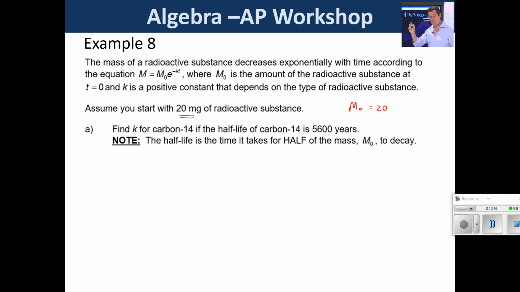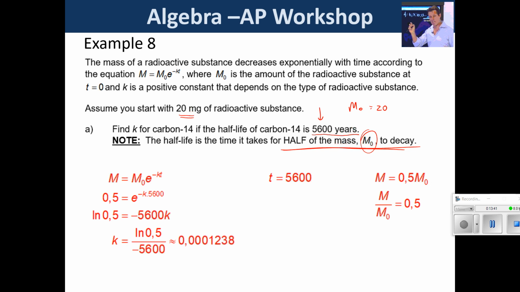Find k, so I know what I'm going to go and solve for. If the half-life of carbon is 5,600 years. Half-life, what the heck is that? Well, we define it. The half-life is the time it takes for half of the mass to decay. Okay, so half of this will decay. This over here is your t.